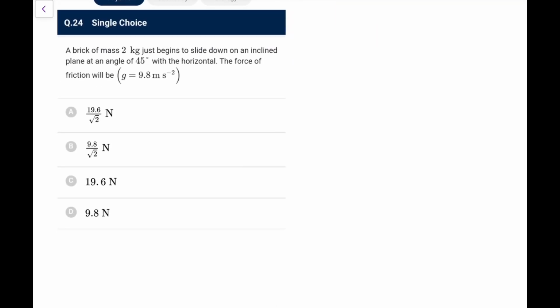Now we have a brick of mass 2 kg that just begins to slide down an incline when the angle is 45 degrees, that is the repose angle. So what will the force of friction be? At the repose angle, the friction is mg sin theta, so mg sin 45 would be the value of the friction. That is 2 into 9.8 into 1 by root 2, that is 19.6 by root 2. Go for option A, you can try it.